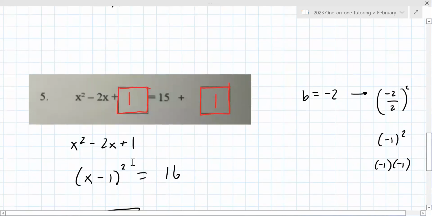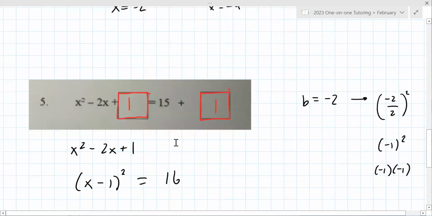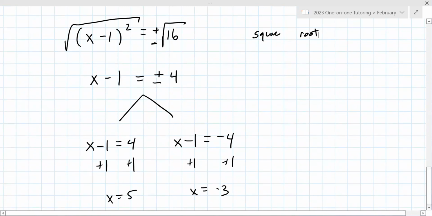Now, I want to show you something really important here. What was the B value in problem 4? 6. And what number went in parentheses down here? 3. So how do you go from 6 to 3? Yeah, divide by 2. Okay, now let's look at this problem here. What is the value of B? -2. Now what number went here? -1. Is it the same rule? Do you divide this by 2 to get that? Yes, you do.